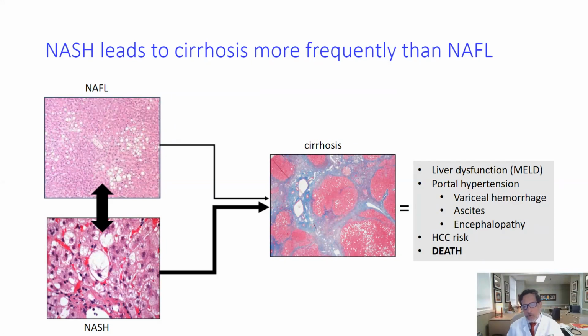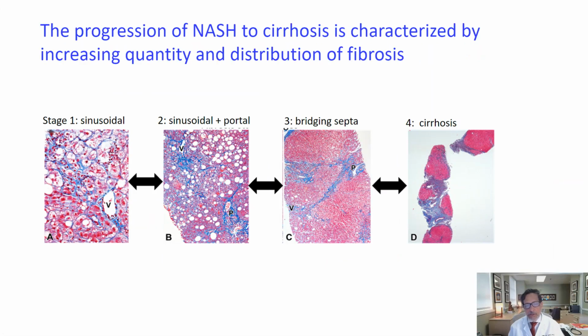So this journey towards cirrhosis and the development of cirrhosis is extremely important in terms of understanding why this disease is a public health problem. And this journey is characterized by progressive fibrosis. So fibrosis is the hallmark of disease progression.